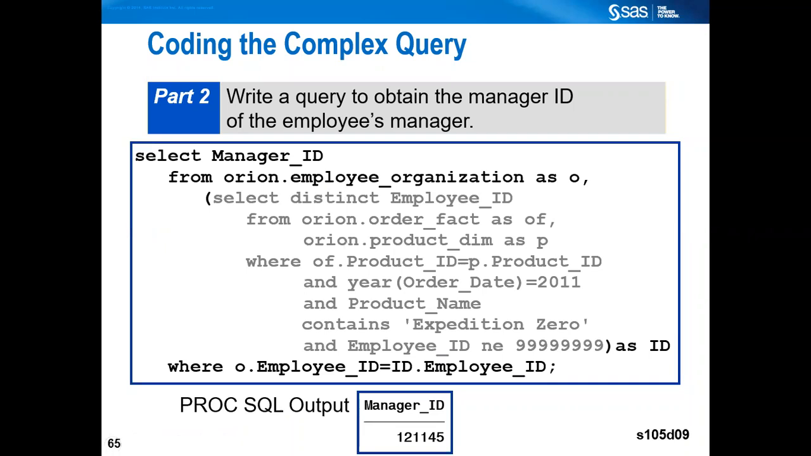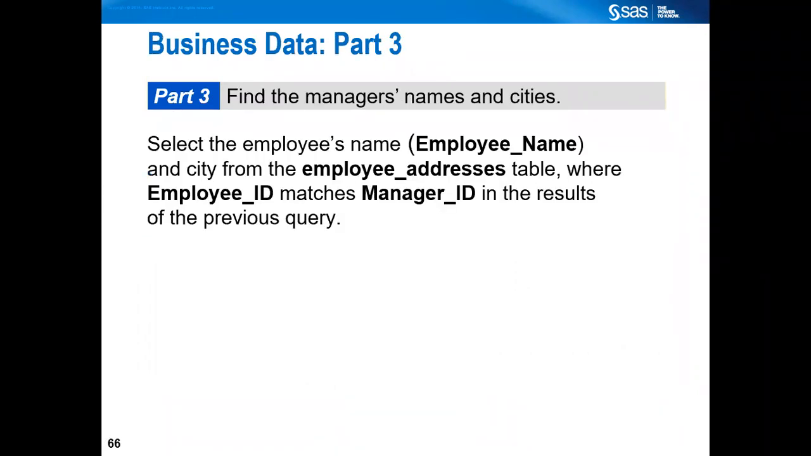This is a subquery. So now, write a query to obtain your manager ID. But now you want this manager ID's information. What is his information? His name and which city he resides. So again, this result you have to write with the employee address table. So now the third part is to find the manager's name and city.